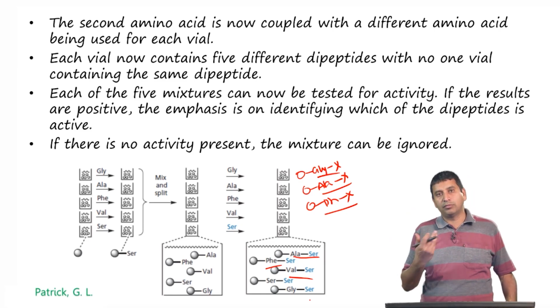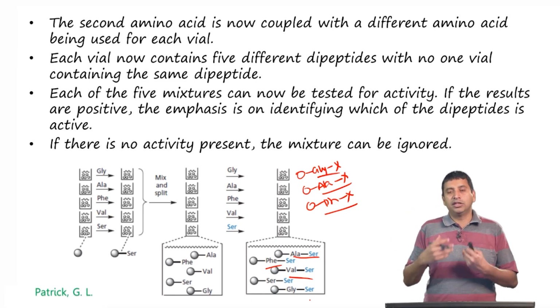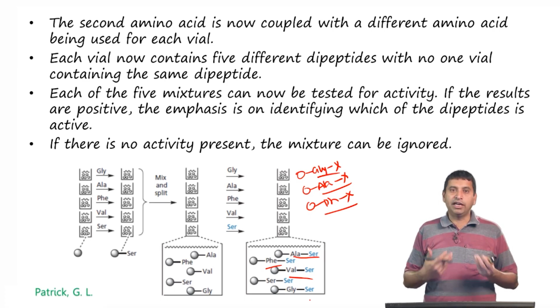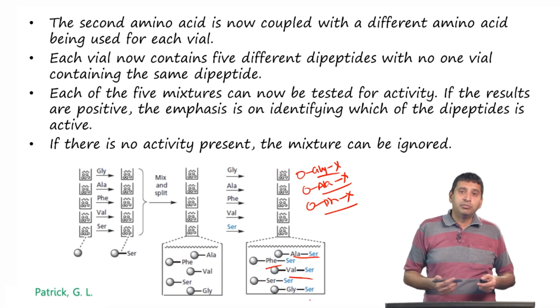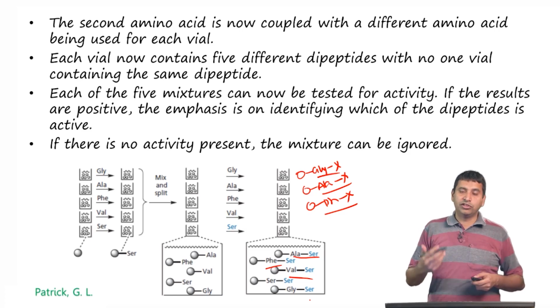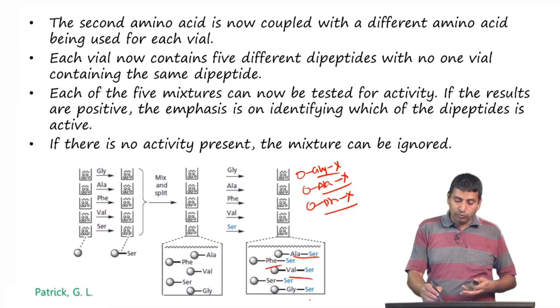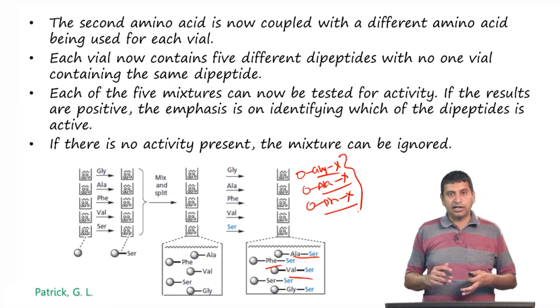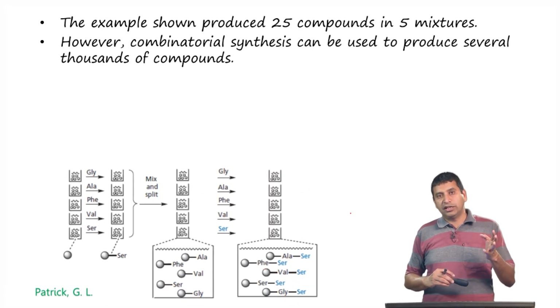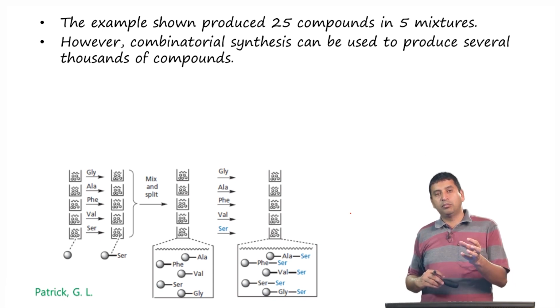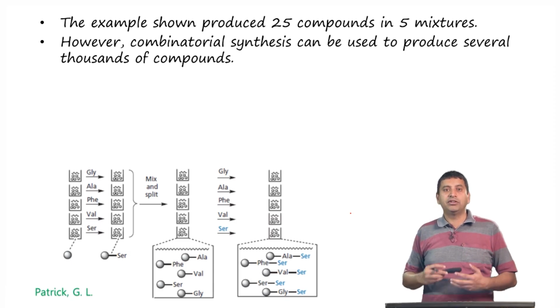Let us say you are looking for an inhibitor of cancer growth, then you do an MTT type assay and find out whether they have any activity. If one of the mixtures has some activity, or one or more of these mixtures have some activity, then I can now go back and look at which of these dipeptides is actually active. But if no activity is present, then that particular mixture vial can be ignored. So, here the example that we have shown is producing 25 compounds in 5 mixtures. But if you expand on this, you can actually make several thousands of compounds with this kind of combination.